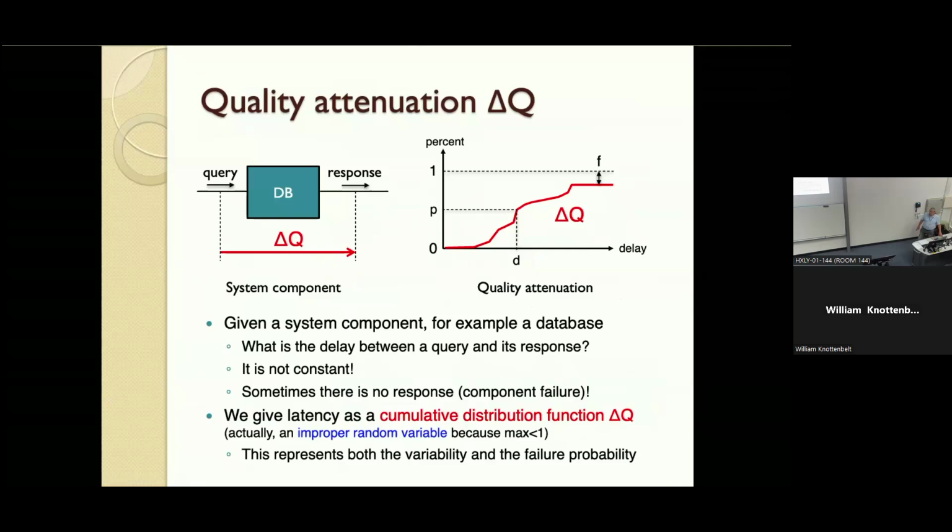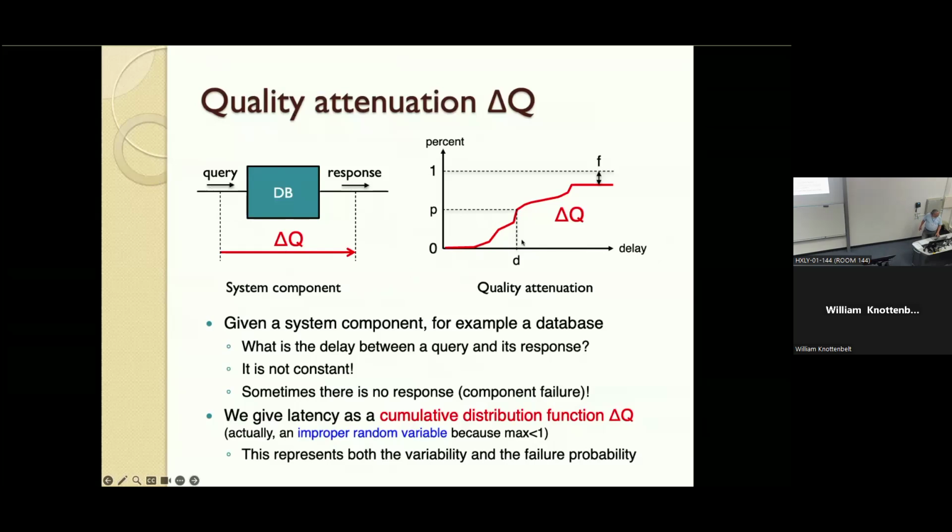So a little bit more detail on each of them. Assume I have a system component, like a database here. I have a query entering and a response coming out. The response takes some time. This time is not a constant. This time will vary for many different reasons. It can vary simply because the computation takes time, but it can also vary because the input load, the number of queries per second, when you increase it, causes the component to overload, and that may also cause the time to increase.